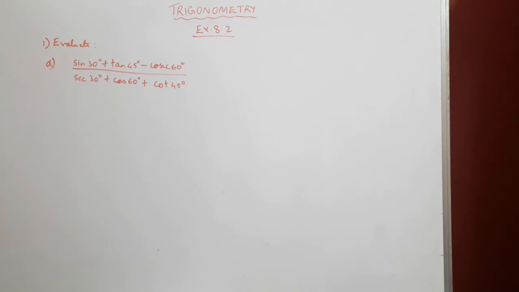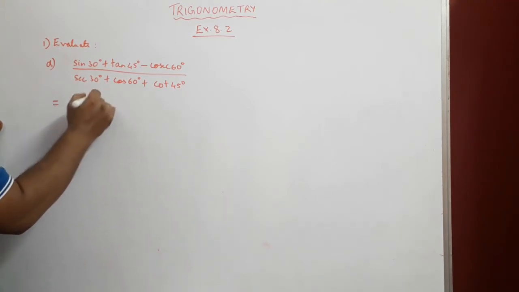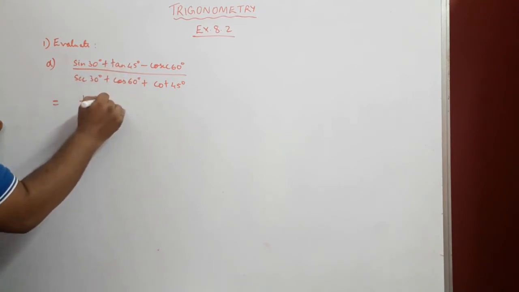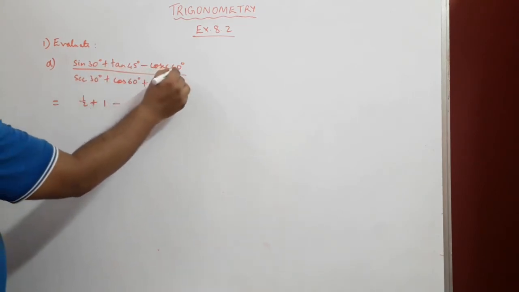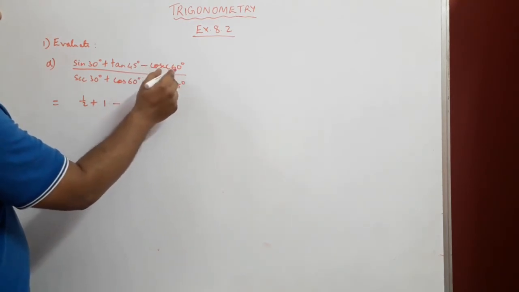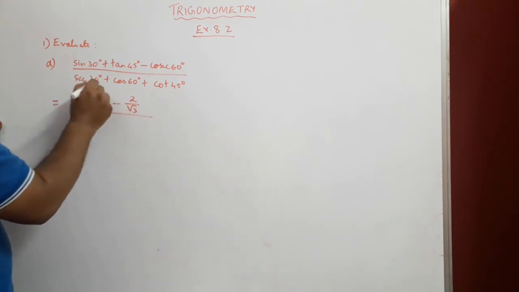Our next problem is sine 30 degrees plus tan 45 degrees minus cosec 60 degrees, whole thing upon sec 30 degrees plus cos 60 degrees plus cot 45 degrees. It is important we know the trigonometric table to solve such problems. Sine 30 degrees is half. Okay, so I'll remove this bracket, plus tan 45 is 1 minus cosec 60. What is sine 60? Sine 60 is root 3 upon 2. So cosec 60 degrees is the reciprocal of that, which is 2 upon root 3, whole thing upon sec 30 degrees.